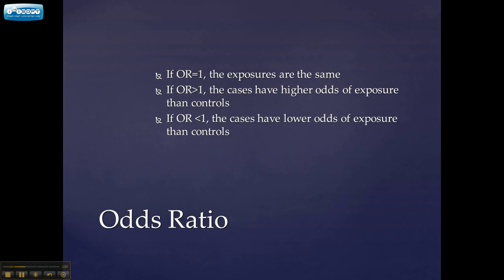If the exposure for each group is the same, then the odds ratio will equal 1. If the odds ratio is greater than 1, then the cases have more chance of exposure than the controls, meaning that the exposure was risky or that it probably caused the disease. If the odds ratio is less than 1, then the cases have lower odds of exposure than the controls, meaning the exposure was protective.